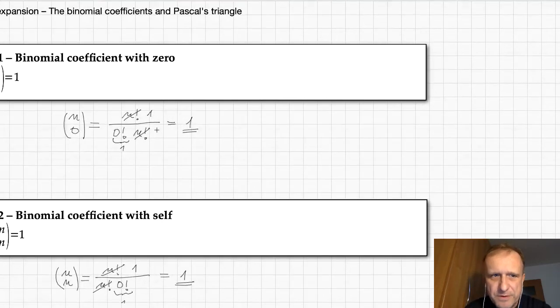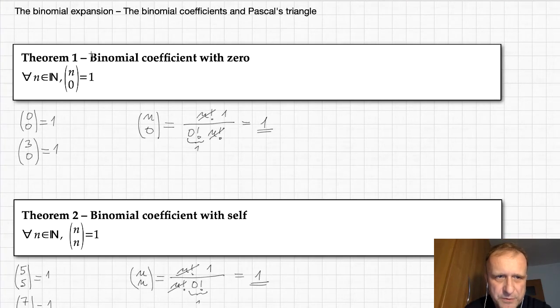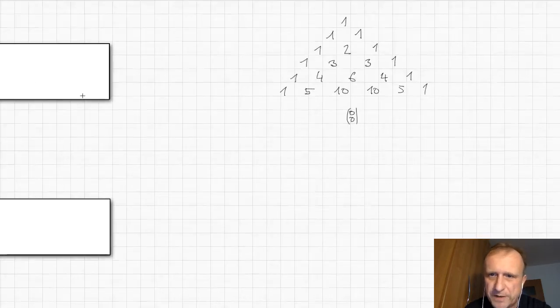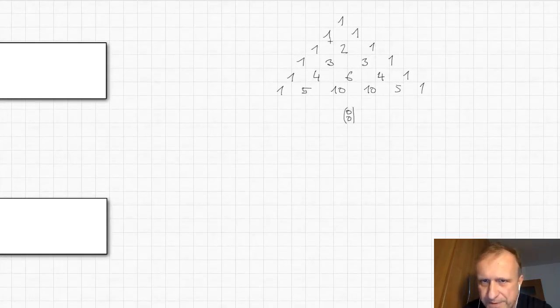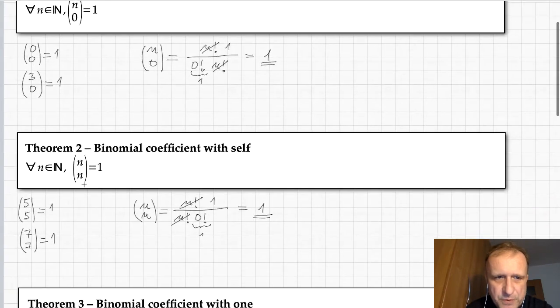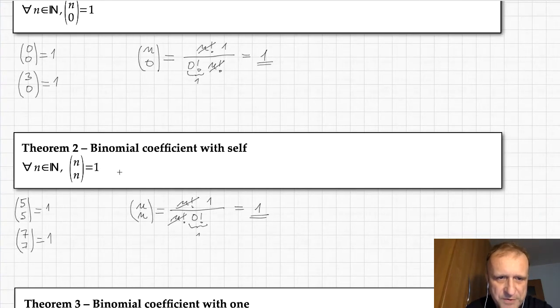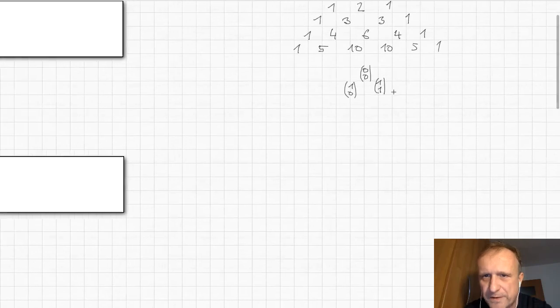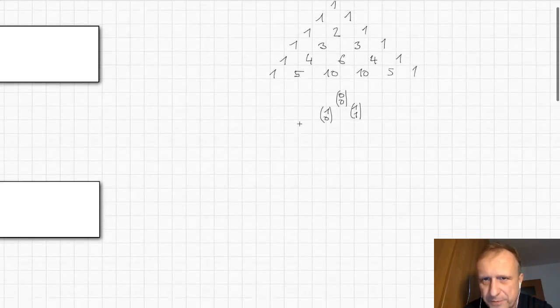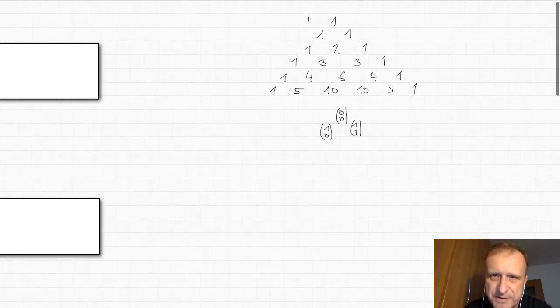0 choose 0 should be 1 according to this theorem that n choose 0 is always 1. So also 0 choose 0 is 1. Then the number below here, this 1, is 1 choose 0, and this one is 1 choose 1. According to theorem 1, 1 choose 0 must be 1. According to theorem 2, n choose n, 1 choose 1 should be 1 also. So this is also 1.